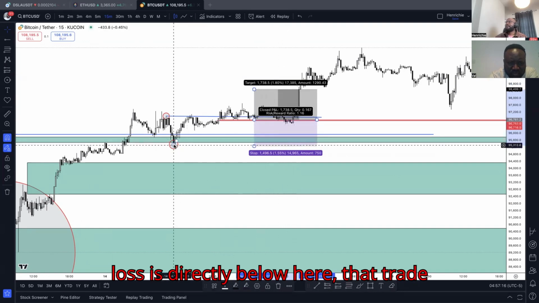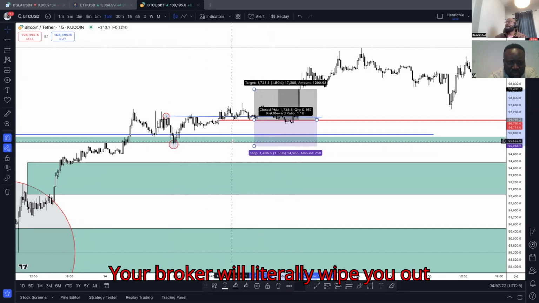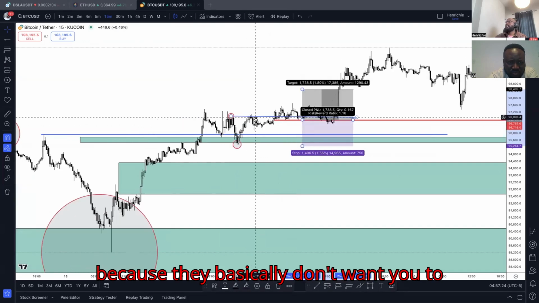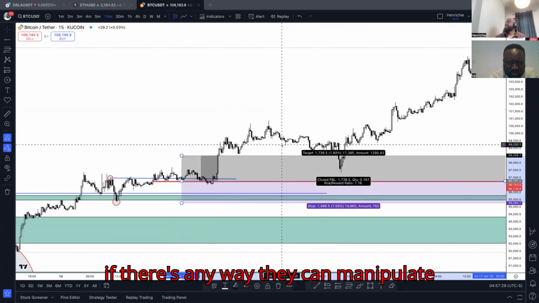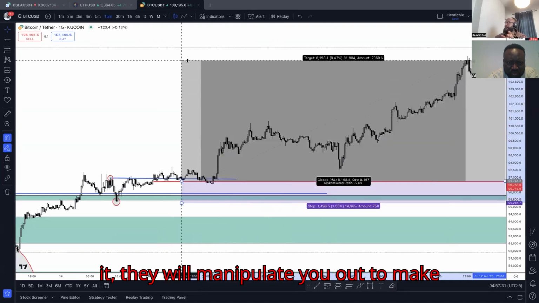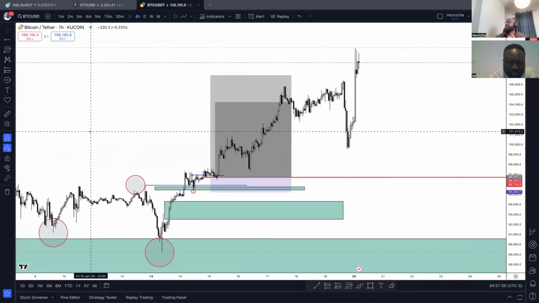If your stop loss is directly below here, that trade will take you out. Even if it didn't hit your stop loss, it will take you out. Your broker will literally wipe you out because they basically don't want you to leave that trade with profit. So if there's any way they can manipulate it, they will manipulate you out to make sure you are out and don't make any money.